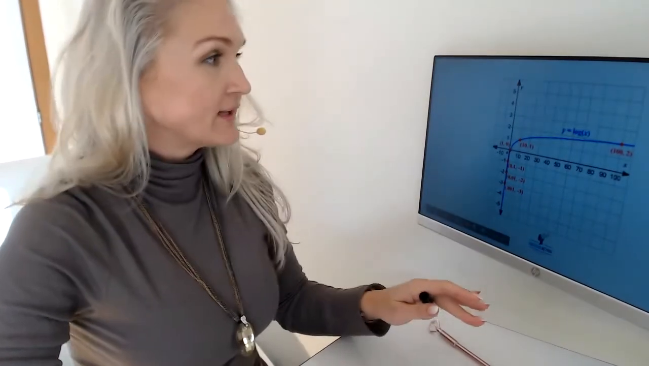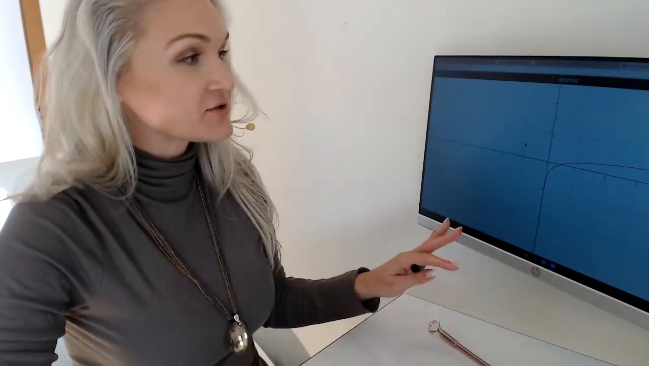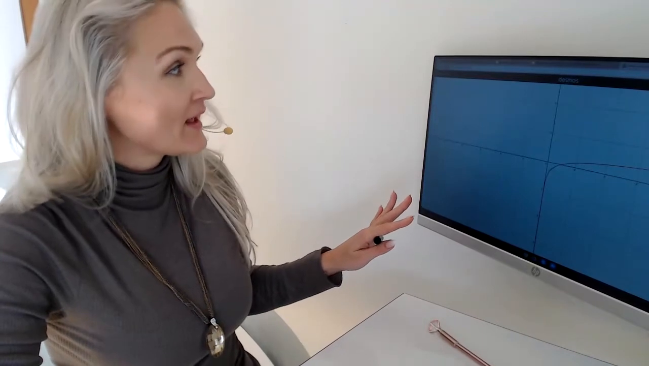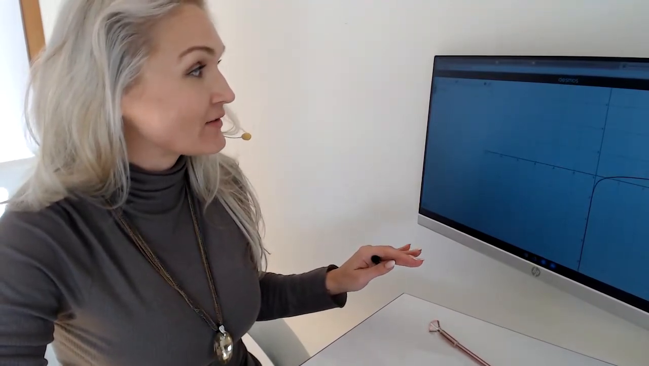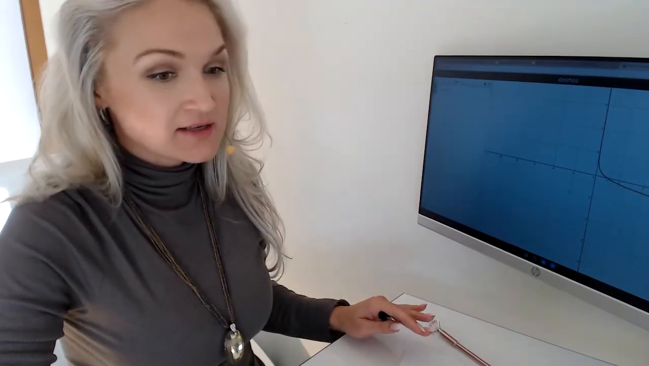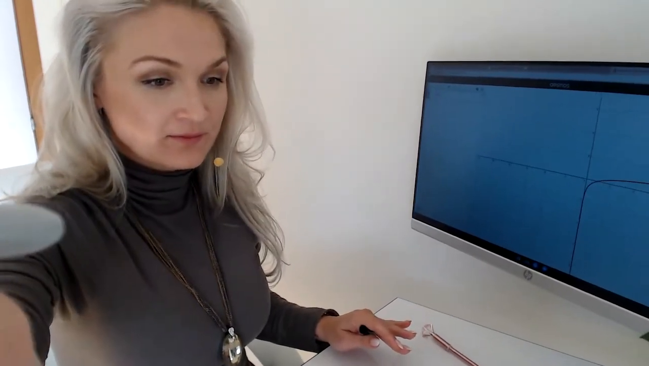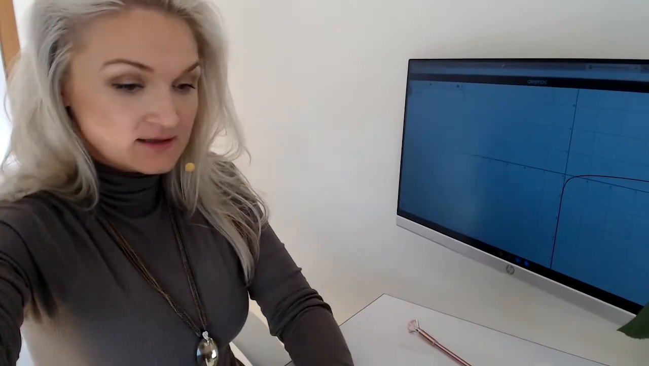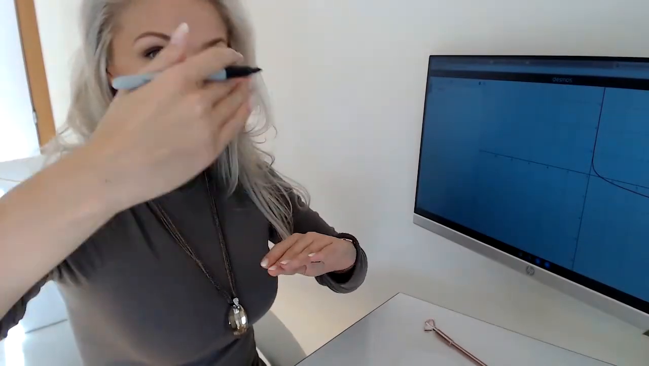Now I'm going to go into this platform that many of you may be familiar with. It's called Desmos. And this is what this graph looks like on Desmos. And I also am going to show you what a negative logarithm is going to look like. So this is a negative log. Do you see how it flipped? I'm going to do this again. This is positive log. And this is your negative log. So what you're essentially doing is you're flipping it over the x-axis.